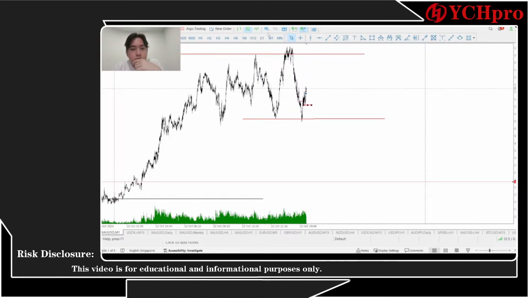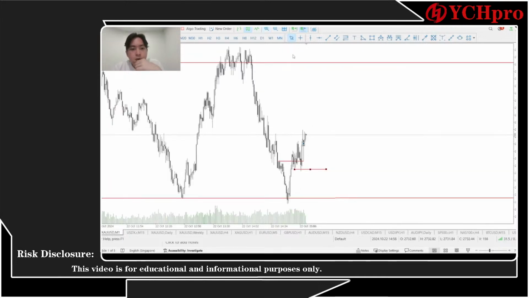Hopefully the price is going this high, and let's see how the market goes.